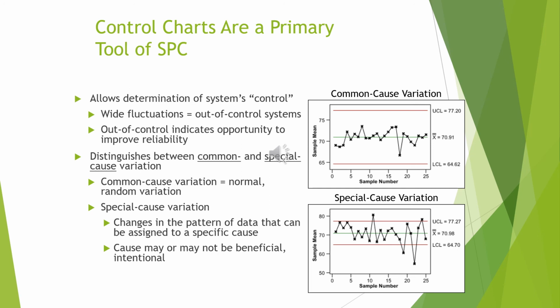It might not be good. It might be an accident or whatever, but it allows you to fix processes. Not the product, but the processes, so you make a good product. So look at the two examples. You've got common cause. Looks pretty random, right? All within the control limits. And on the bottom one, you've got special cause variation. They go outside the control limits. Something's going on in that chart.